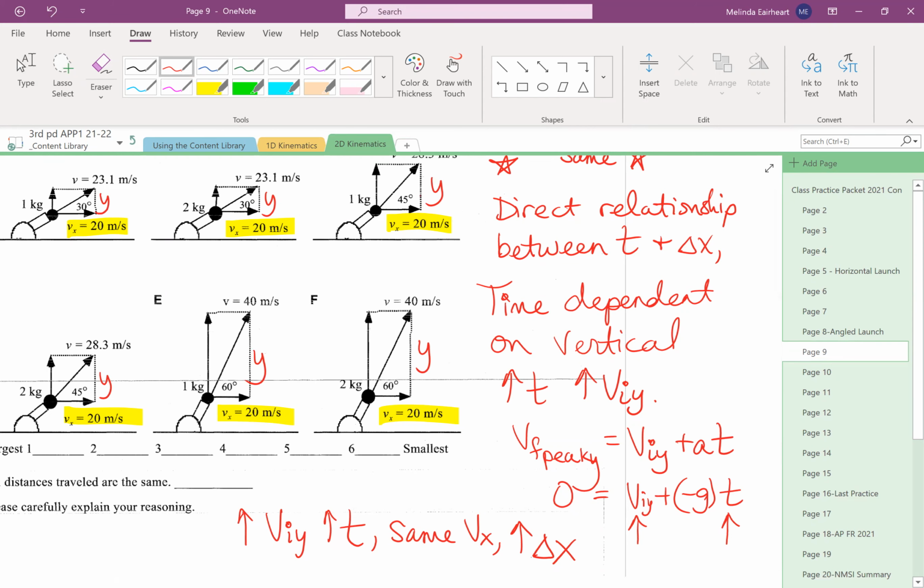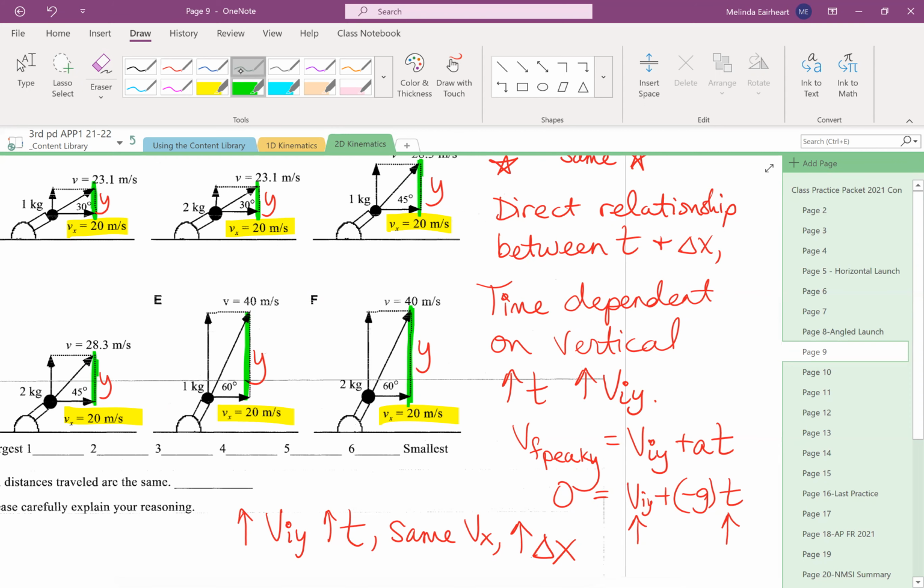Uh-oh. Y'all need to wake up. Who has the bigger vertical component? Who's got the bigger vertical component?